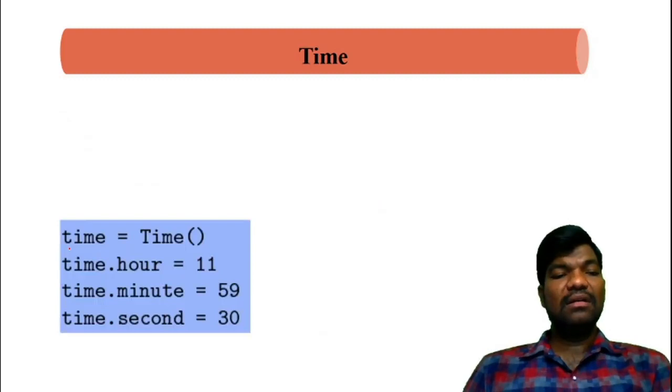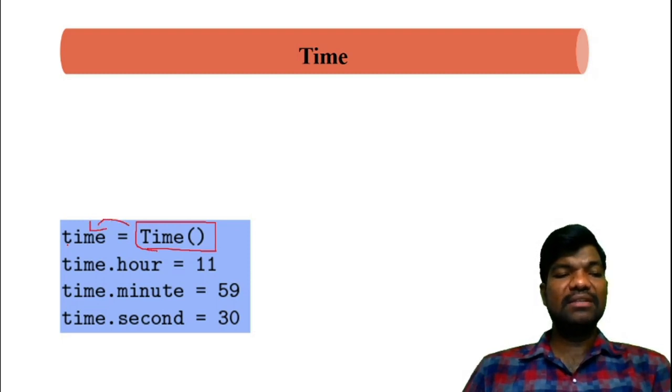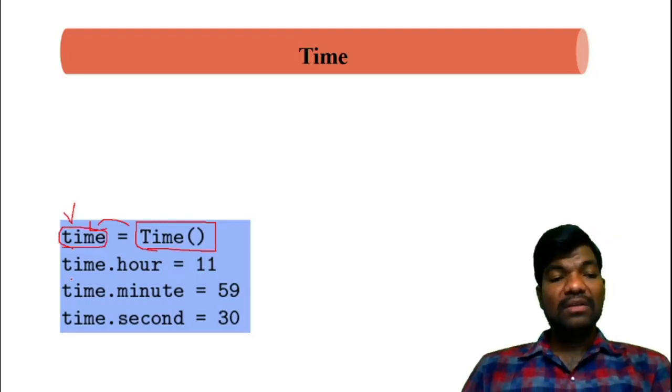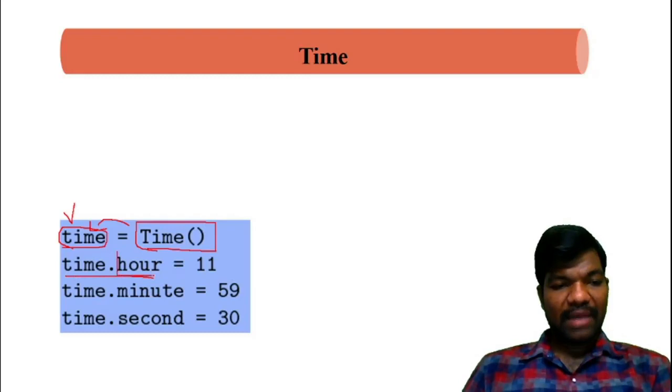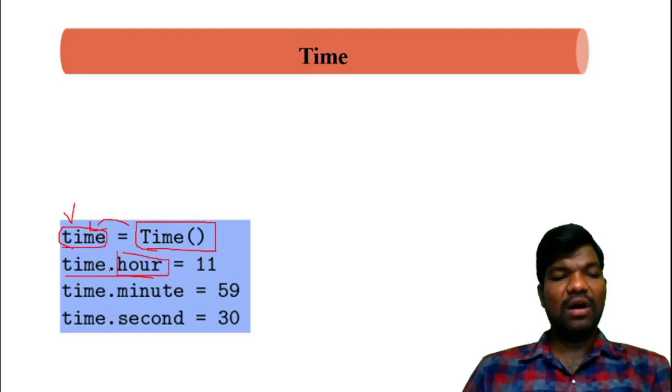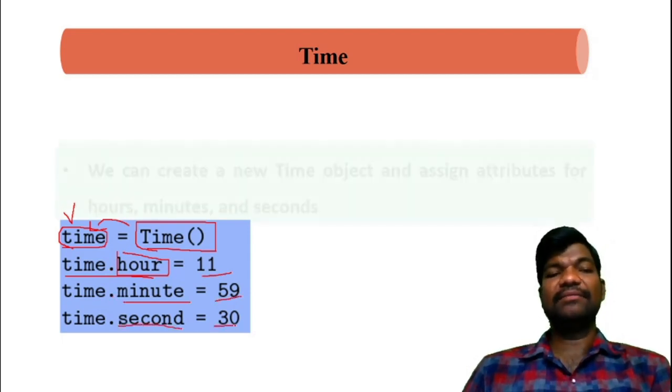So here this time class is assigned to another object, time. So this is another variable, time. So time dot hour, so I am mentioning the hour. So hour is 11. Time dot minute is 59. Time dot second is 30.